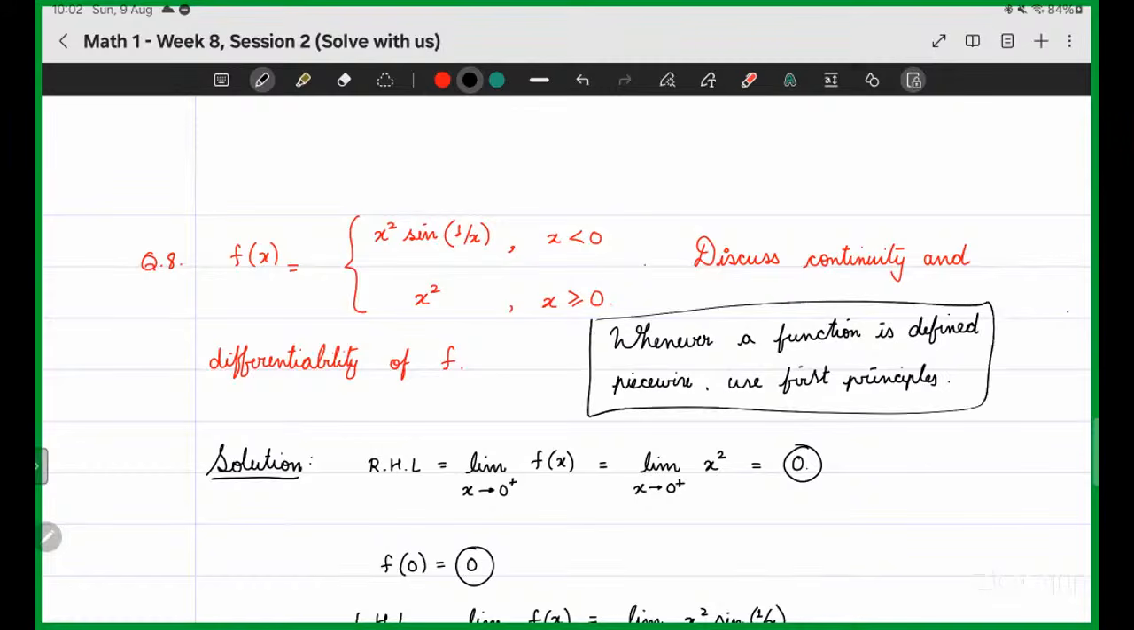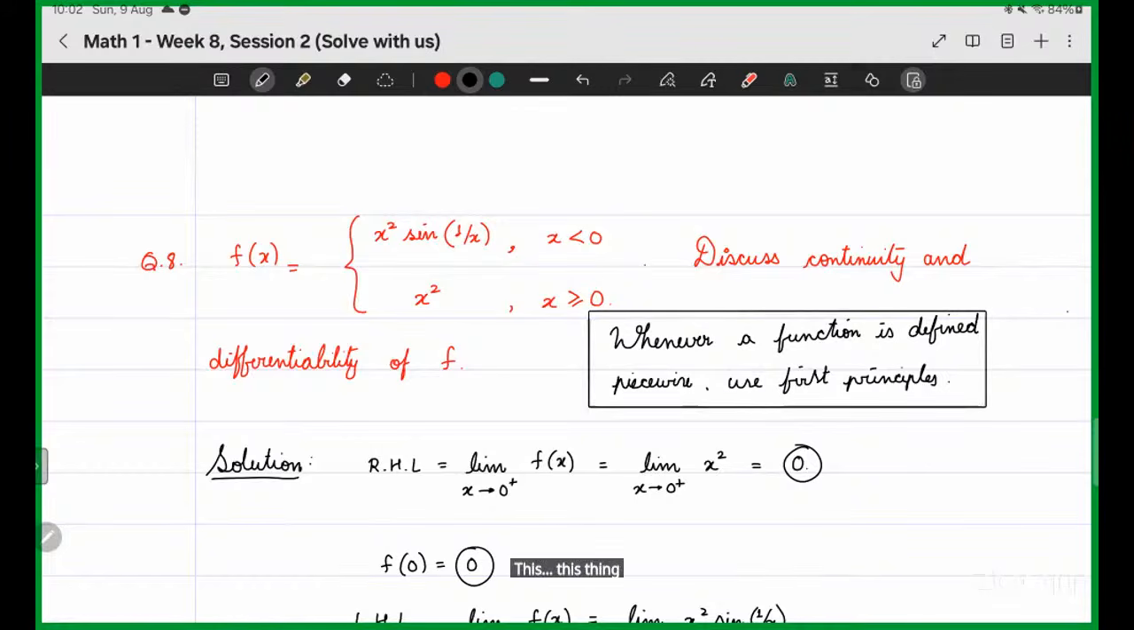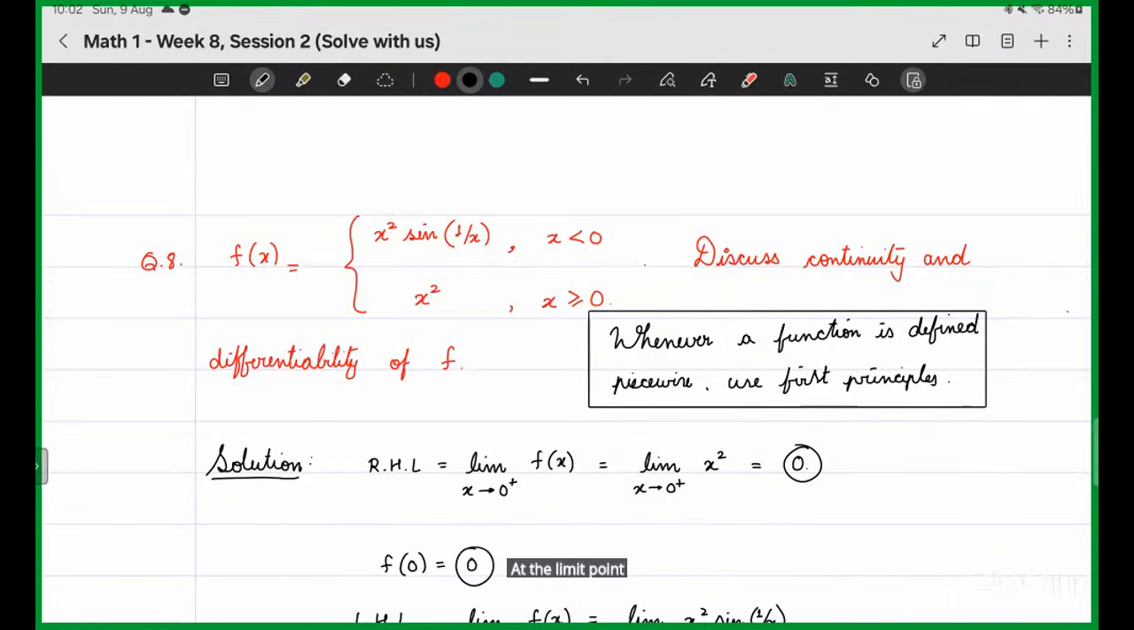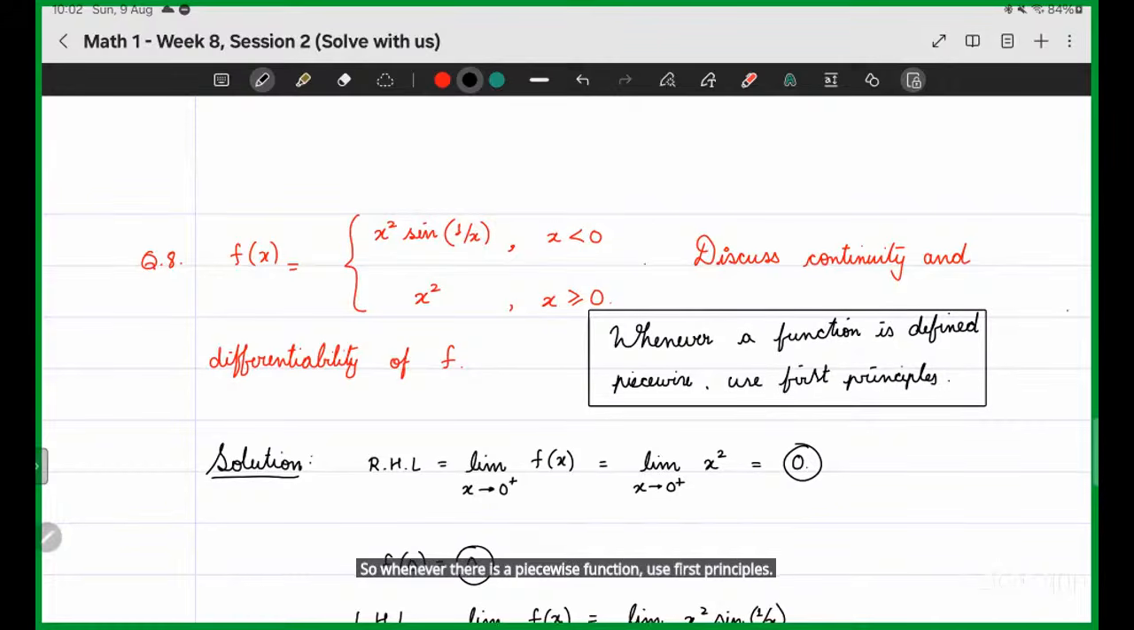This thing you can keep in mind. You cannot differentiate a function and then take the limit and expect it to be the derivative at the limit point. The derivative of a function, even a differentiable function, need not be continuous. So whenever there is a piecewise function, use first principles. This is a good takeaway.